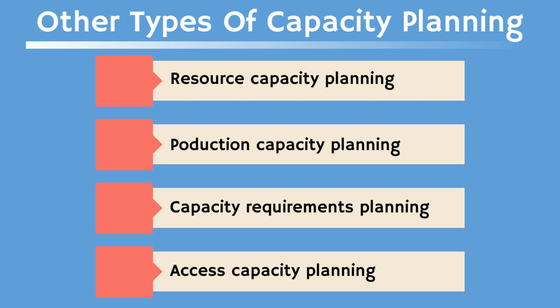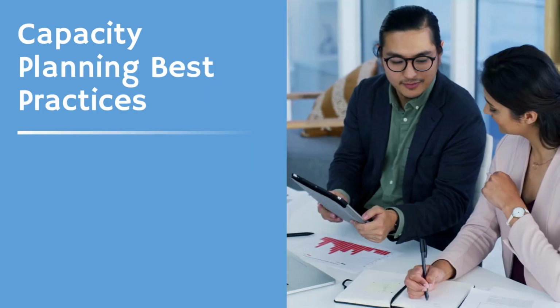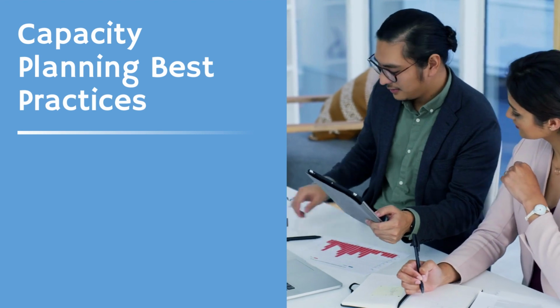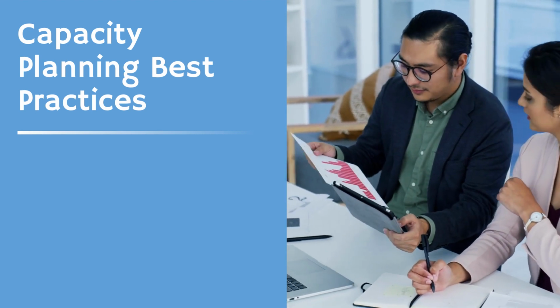Some other types of capacity planning are resource capacity planning, production capacity planning, capacity requirements planning, and access capacity planning. Here are some of the best practices of capacity planning. Let us discuss one by one.